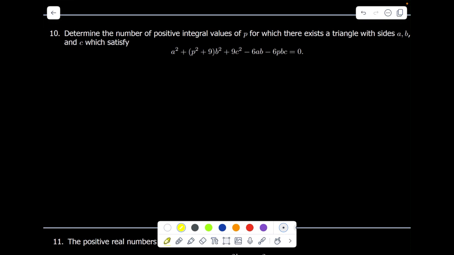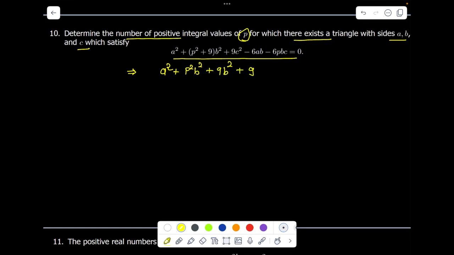Here is question number 10. Determine the number of positive integral values of P for which there exists a triangle with sides A, B and C which satisfy this equation. So first of all, let us simplify the equation. Can I write A square plus P square B square plus 9B square plus 9C square minus 6AB minus 6PBC?